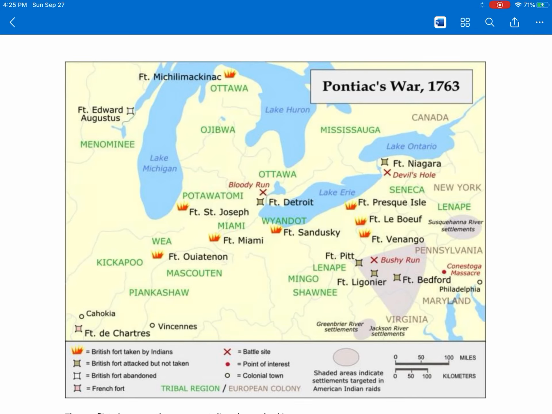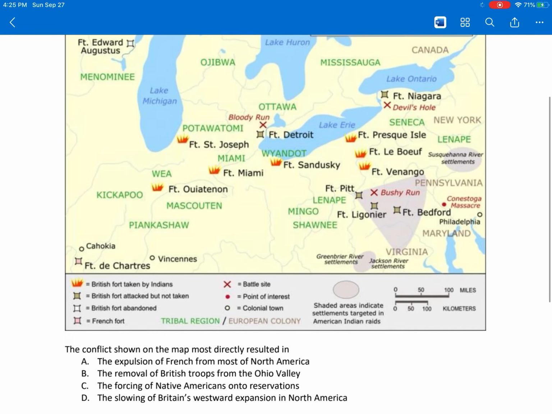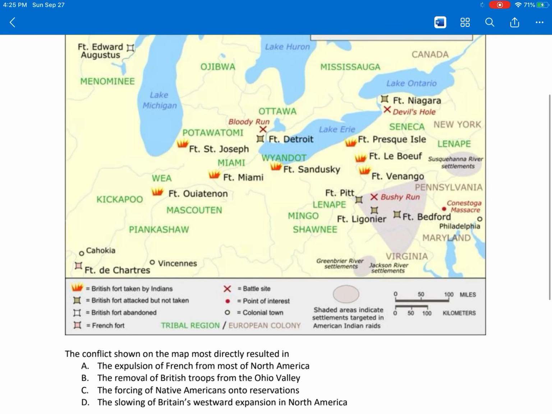Well, now when defeat is basically inevitable for the French, Pontiac's War is happening, and all of these rebellions are continuing to happen all over this area. And we talked about the importance of the Proclamation of 1763. So if you look at this, the conflicts shown on the map most directly resulted in A, the expulsion of the French from most of North America. Well, definitely not, because they're still in Canada.